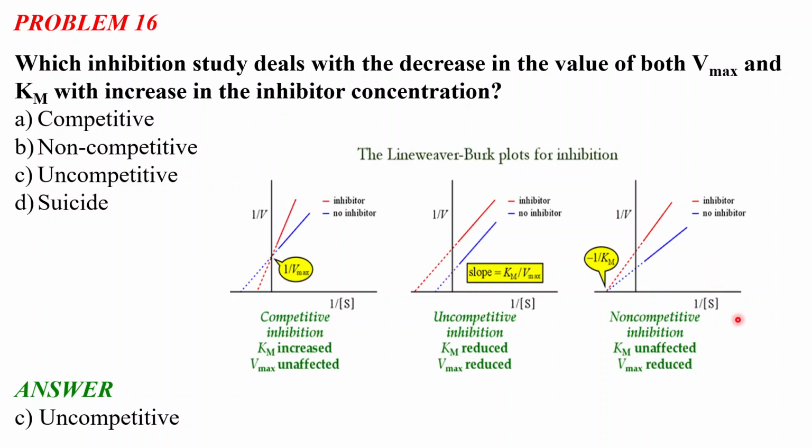But in the case of the non-competitive inhibitor, the Vmax is reduced again, but the Km remains unaffected. Since the Km remains unaffected and the Vmax is reduced, the slope increases. That is how these inhibitions happen. So both Vmax and Km are reduced in uncompetitive inhibition. In competitive inhibition, Km is increased and Vmax remains unaffected, and in non-competitive inhibition, Km remains unaffected and Vmax is reduced.